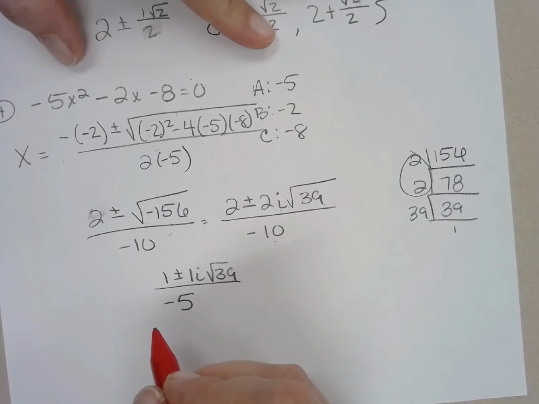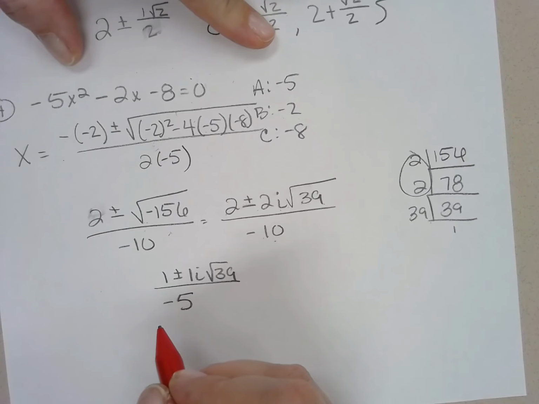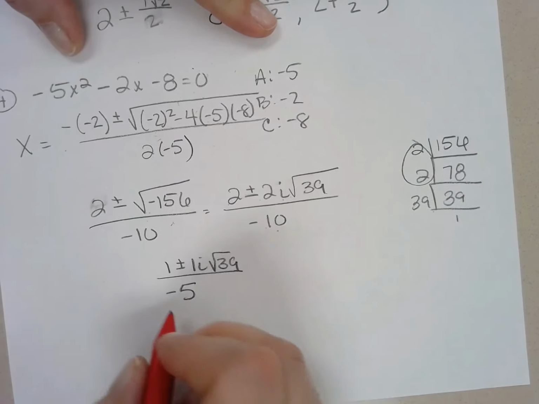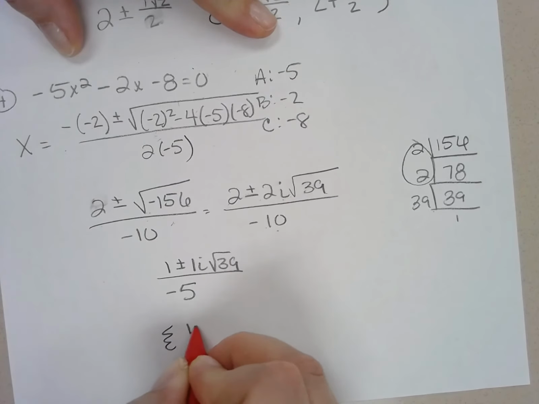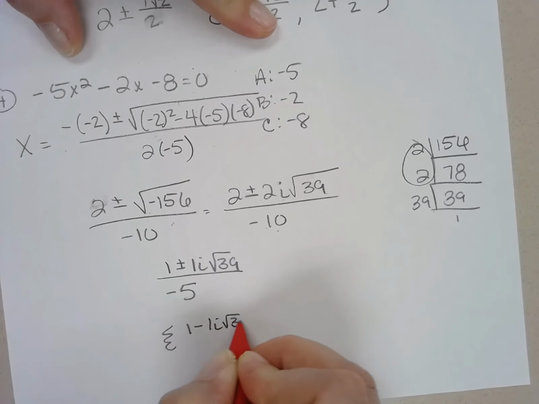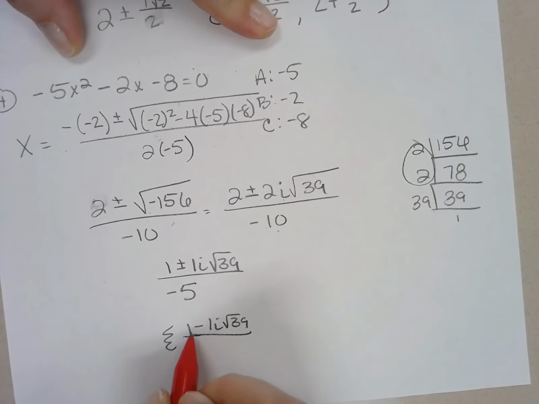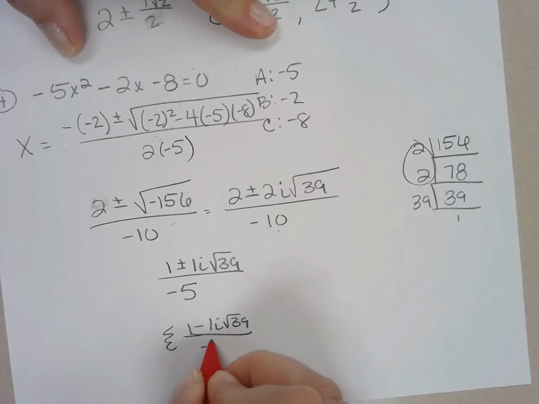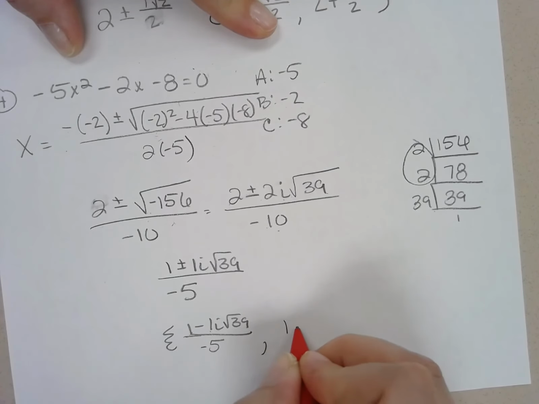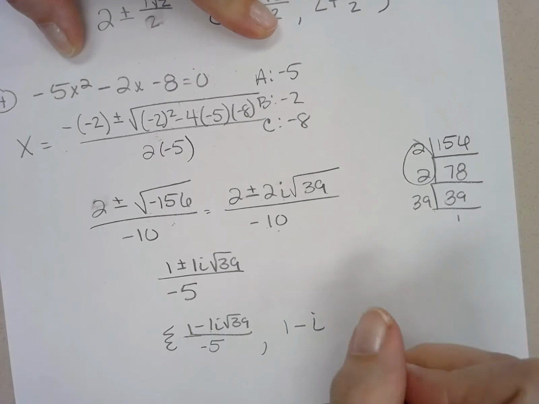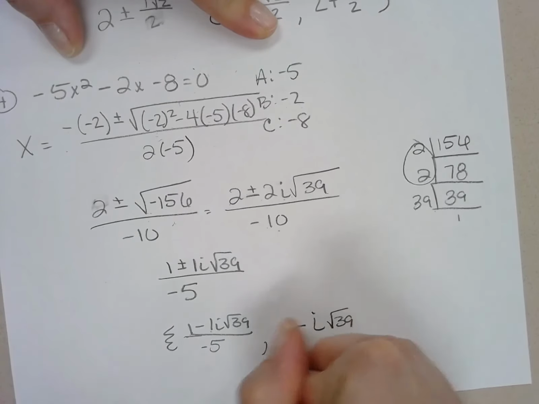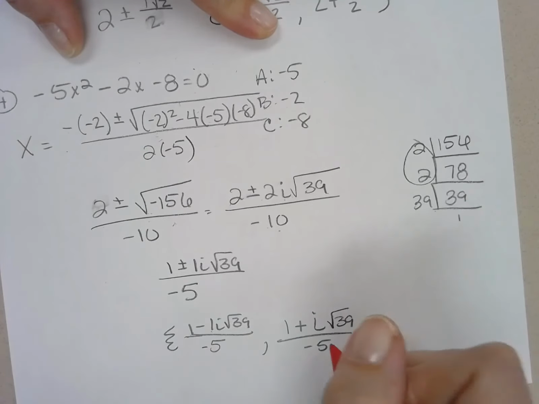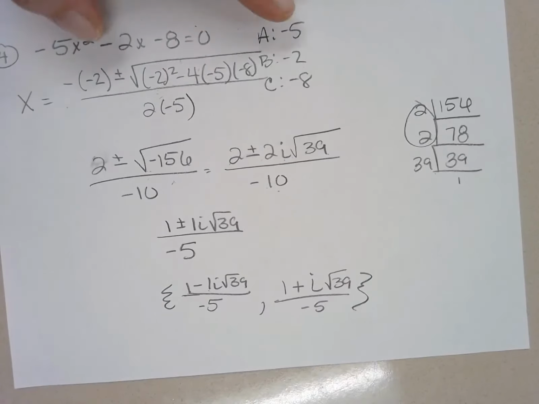This parabola never touches the x-axis, so we have imaginary answers. So we would put these in order, 1 minus 1i square root of 39, and you can leave that 1 out. You've got to have this one, but this one could be left out, and you could just say i over negative 5, and 1 minus i, or 1i square root of 39 over negative 5. So that should be the positive one. The other one is the negative one. And those are the two non-real solutions using the quadratic formula.